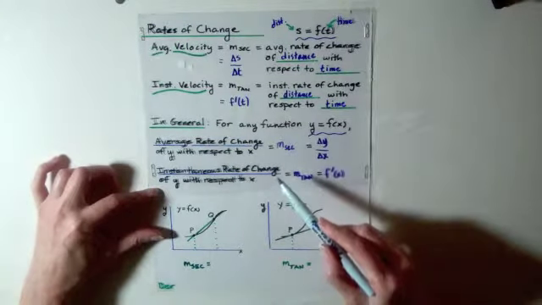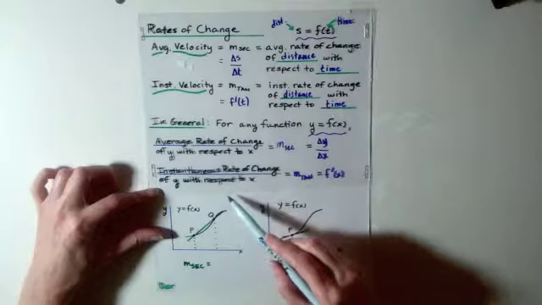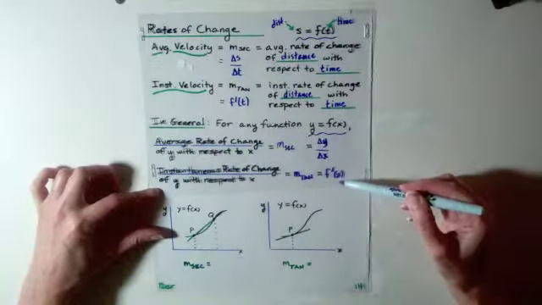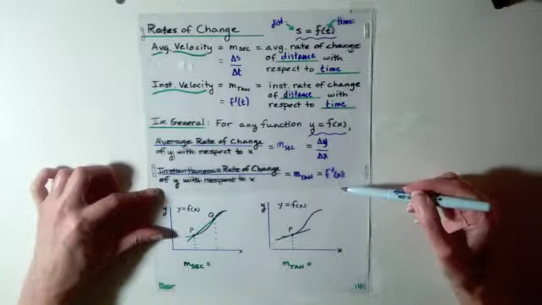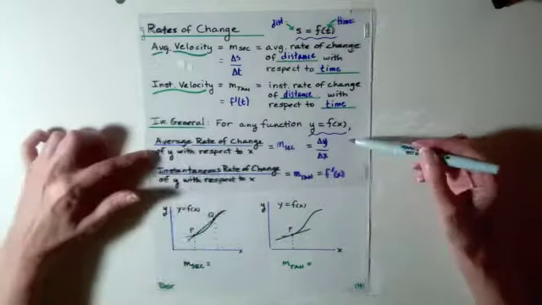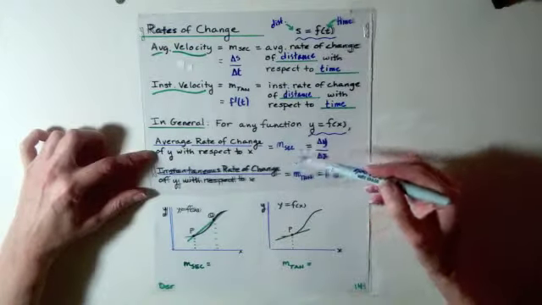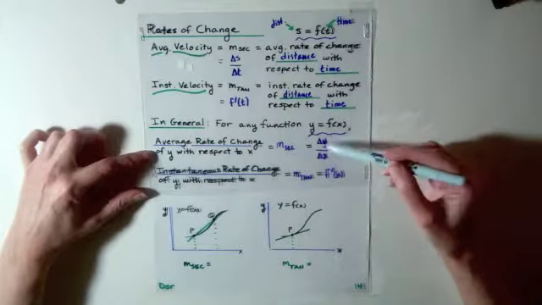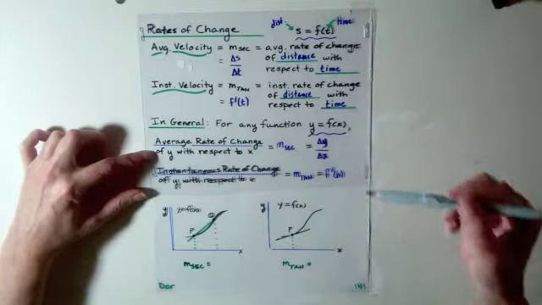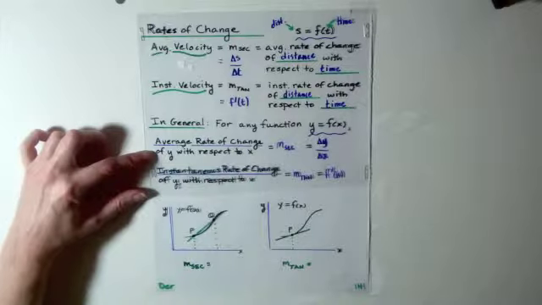So the instantaneous rate of change of y with respect to x can be found by just finding the derivative and evaluating it at whatever value of x we want to find the instantaneous rate of change at. And the average rate of change of y with respect to x can be found simply by finding the change in the y values over the change in the x values as x goes from one value to another.